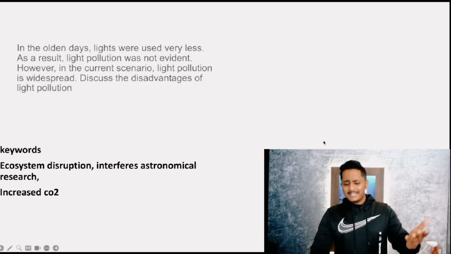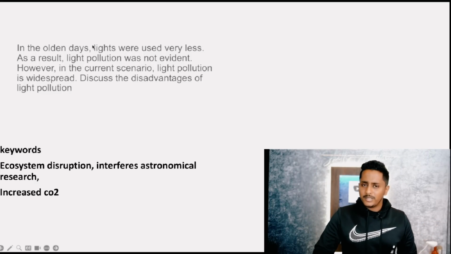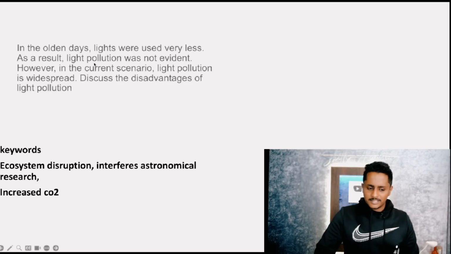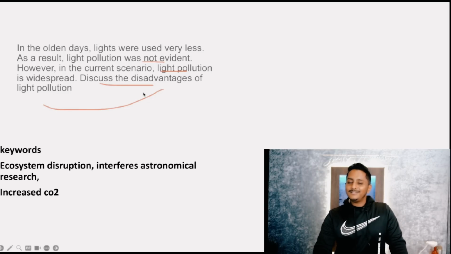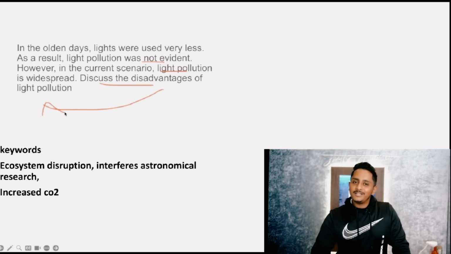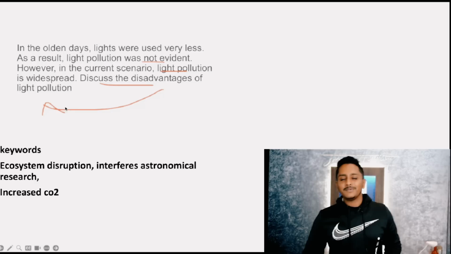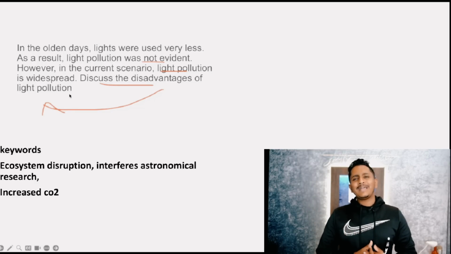So let's say this is the question. In the olden days, lights were used very less. As a result, light pollution was not evident. However, light pollution is widespread. Discuss the advantages or disadvantages of light pollution. The moment you look at the question, write the keywords. Light pollution: with light pollution, what can be the disadvantage?